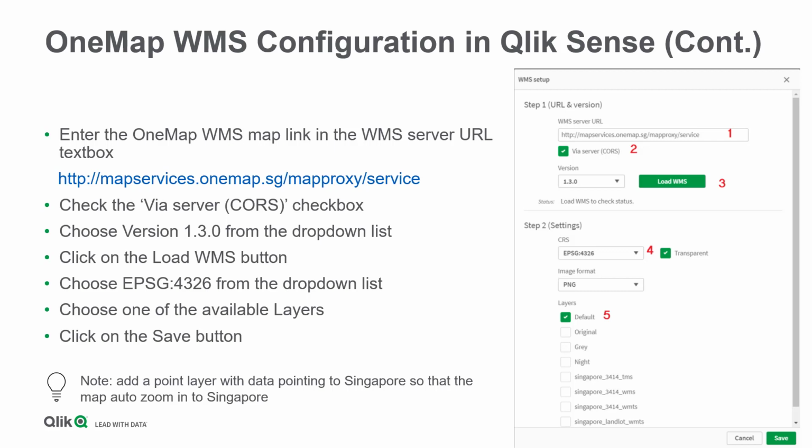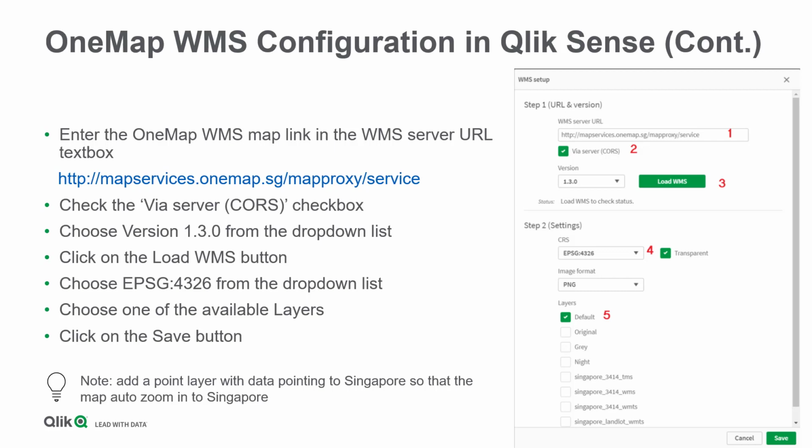Check the WMS server CORS checkbox and choose 1.3.0 from the drop-down list. Then, click on the Load WMS button. If the setup is correct, you will get the status Success. Otherwise, it will ask you to check the URL and version and try again.